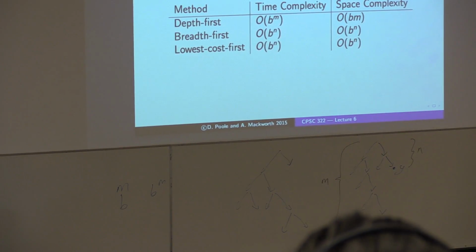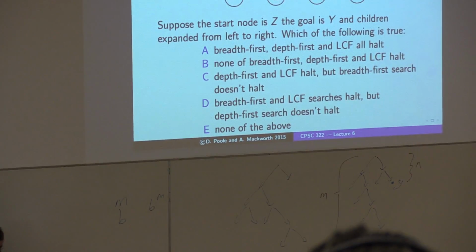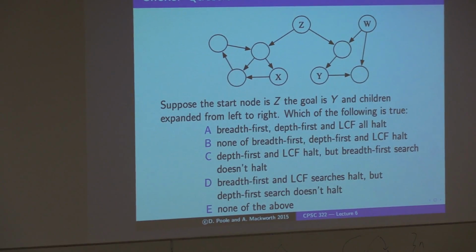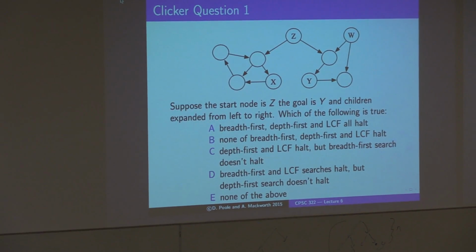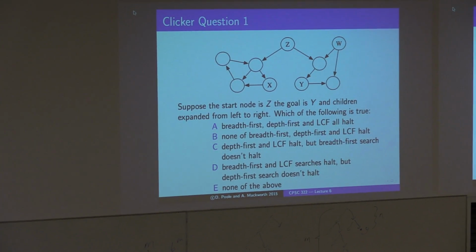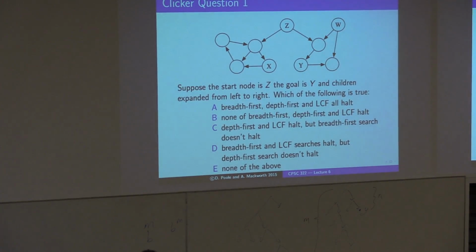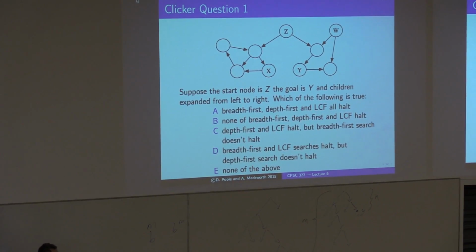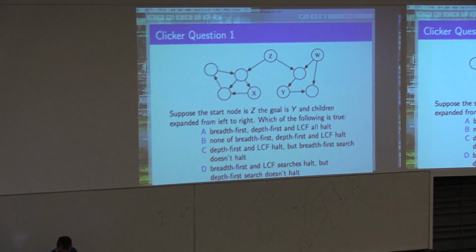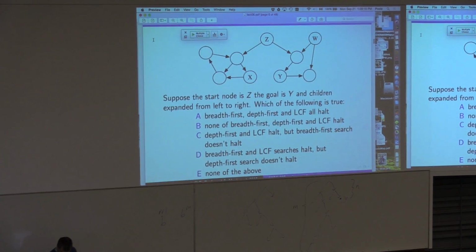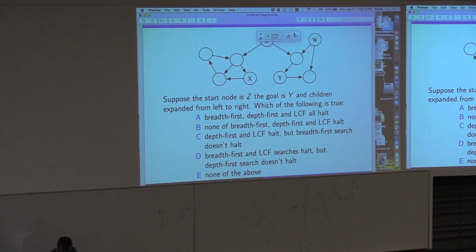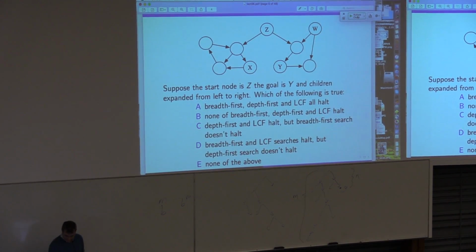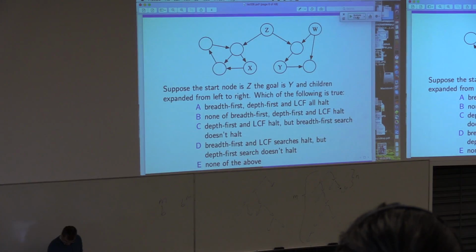Okay. All right, so let's do a clicker question. So here's a particular graph. The start node is going to be Z, and the goal node is Y. And we're going to assume, like we did before, that the children are expanded from the left to the right. Does everyone understand the question? Okay. Any questions? Let's start this.